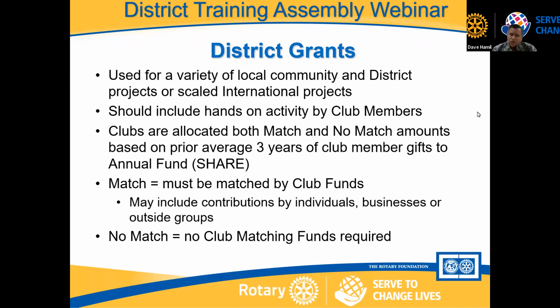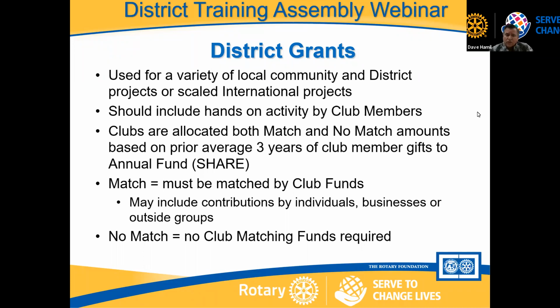So matching funds. A portion of the amount that your club is allocated must be matched by club funds. And so those can be by individuals within your club or outside the club. Businesses or outside groups can all contribute towards that portion. However, it does need to be administered at the club level. So if you have a business, say, that's willing to put up some of the matching funds, it does need to be deposited into the club district grant account.